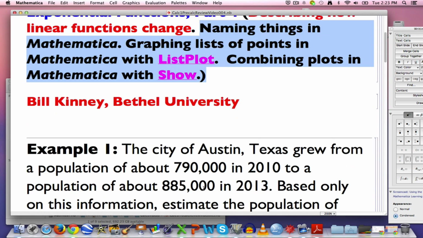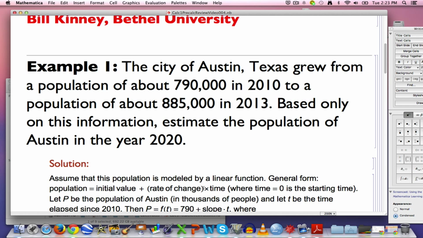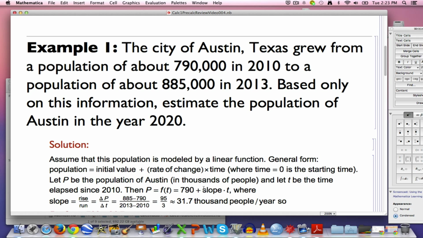We've considered two examples. One of them is a population growth and another is a depreciation example. I am going to think about both examples in this video.